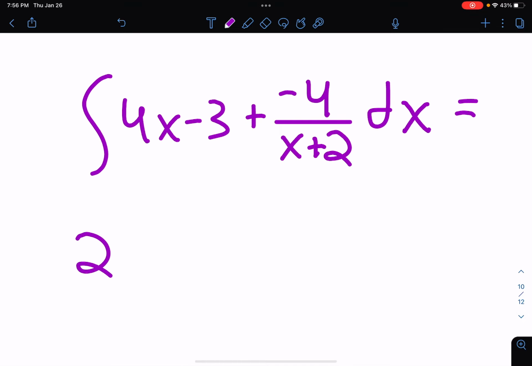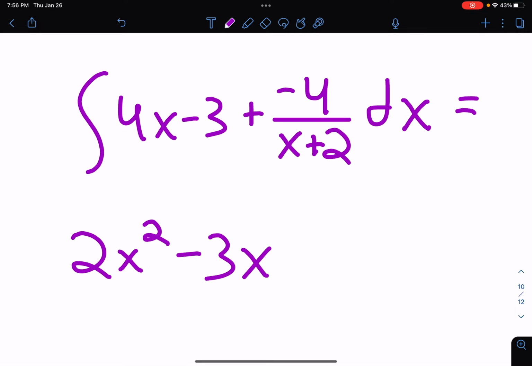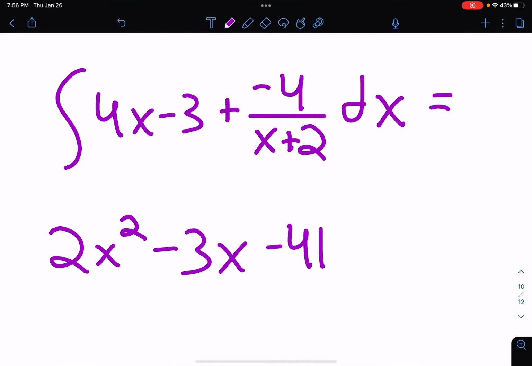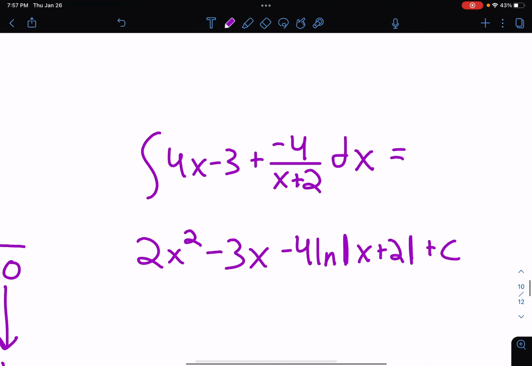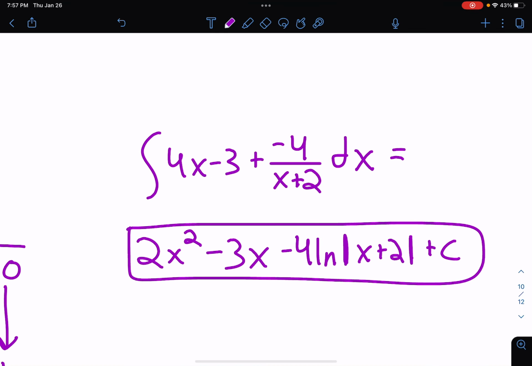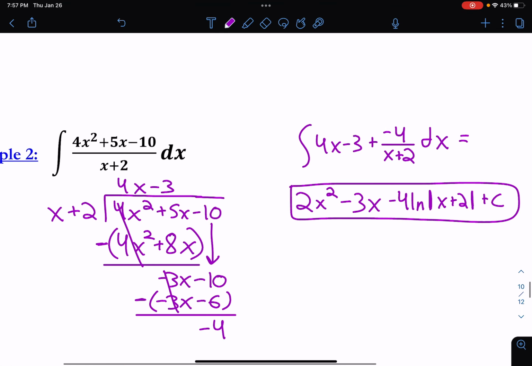So a couple of power rules, 2x squared minus 3x. And then we're going to get minus 4 natural log absolute value of x plus 2. Oh, of course, we need a plus c. Okay. All right, and let's take a look at one last one.